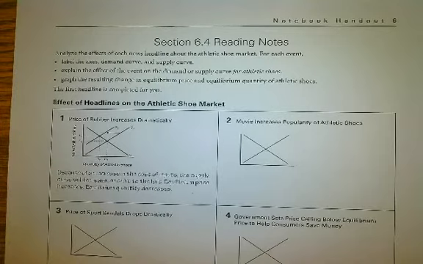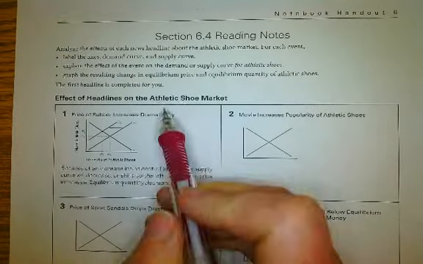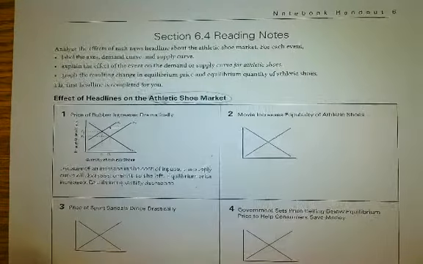Okay, we're going to look at shifts in supply and demand and how it affects the equilibrium price and quantity. The first one here has been done for you. So all of these we're looking at how these scenarios affect the demand for the athletic shoe market.